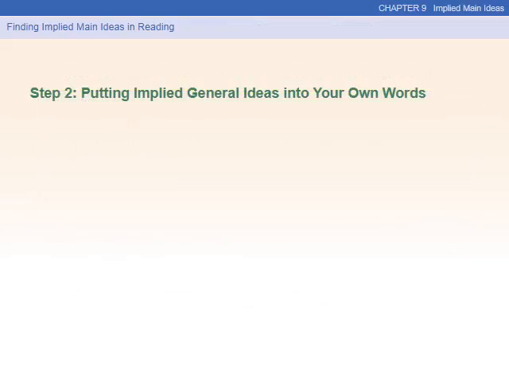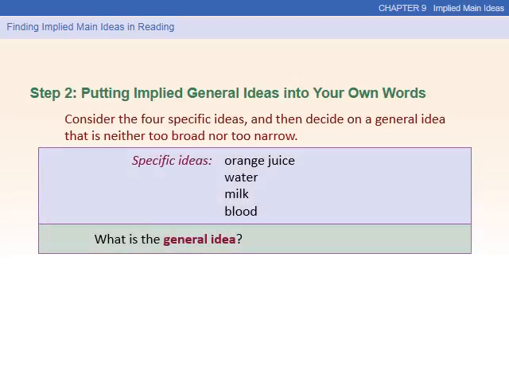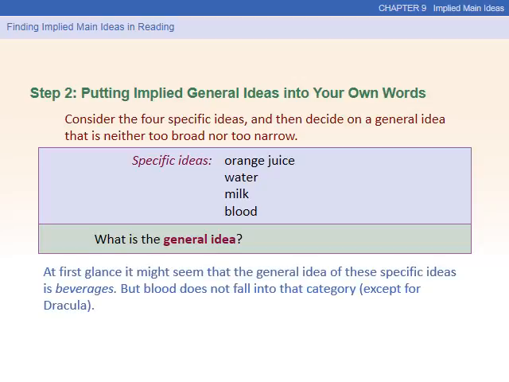Okay. So moving on to step number 2. This is on page 361. So in this one, we want to put the implied general ideas into our own words. So here's 4 specific ideas, and then we want to decide on a general idea that's neither too broad nor too narrow. So we have orange juice, water, milk, and blood. And we want to ask ourselves, what's the general idea?